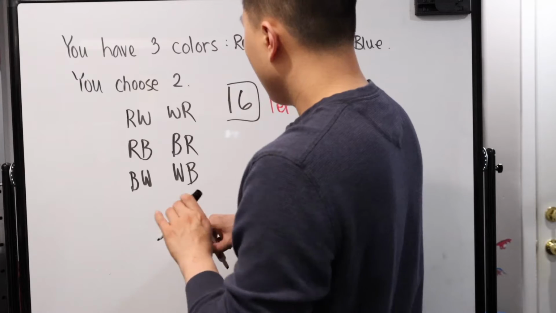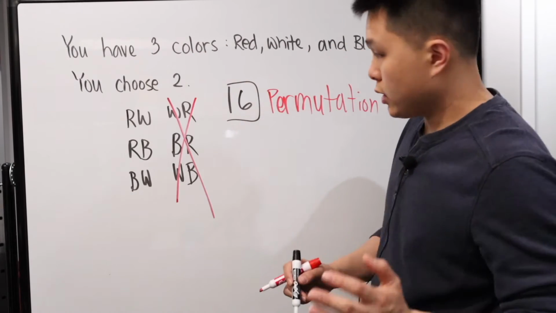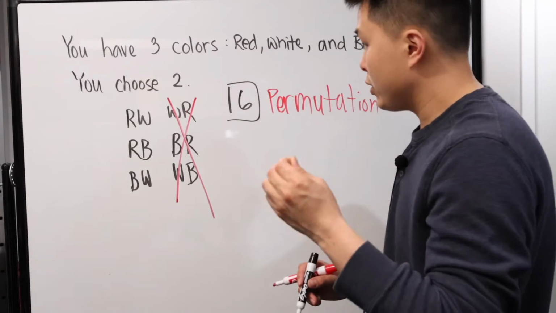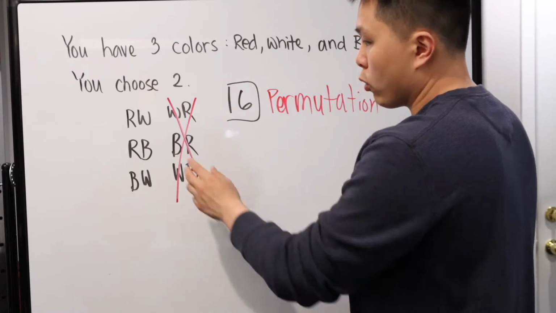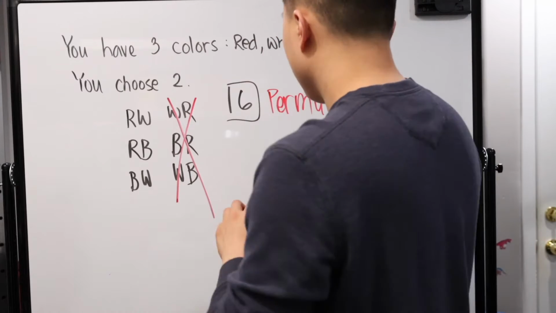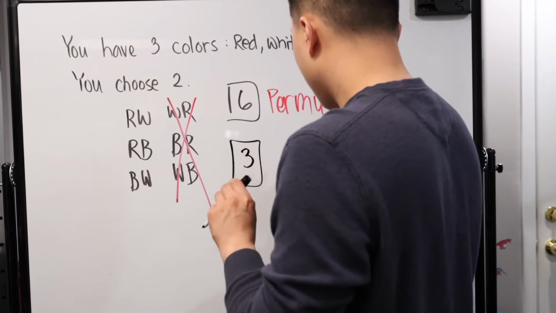So actually, when we're talking about combination, this whole part right here doesn't count. Because we're just flipping it, right? And then the end result is still the same. It's still going to be a mixture of red and white, or red and blue, or blue and white. So rather than having six possibilities, it's actually three. So this one is going to be combinations.